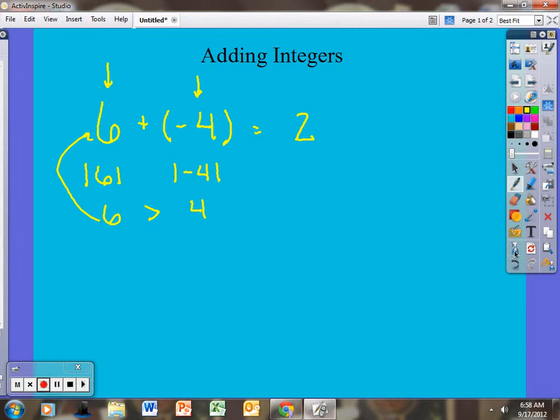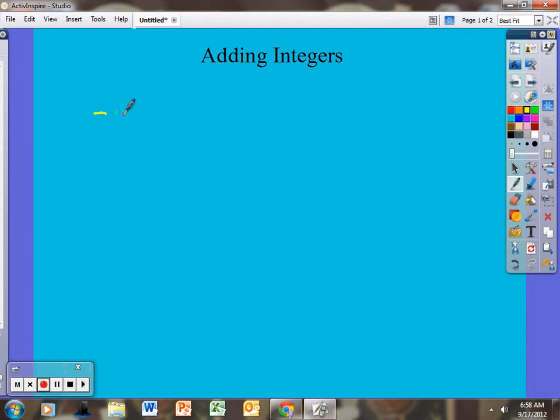To do another one, let's go with a negative. -7 plus, let's go -8. Now, I notice that the signs are the same. They're both negative. Sometimes you'll see the parentheses around this just to separate that plus sign from the negative. Signs are the same, so my answer will be a negative. I have -7 plus -8. Well, I just add these two. 7 plus 8 is 15. Because they're both negative, my answer will be negative.